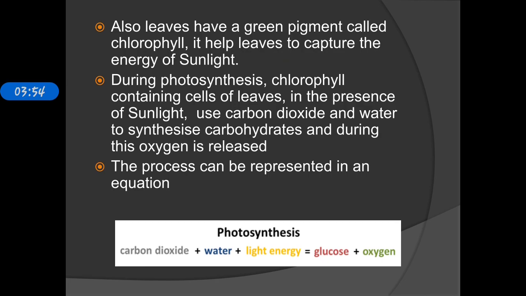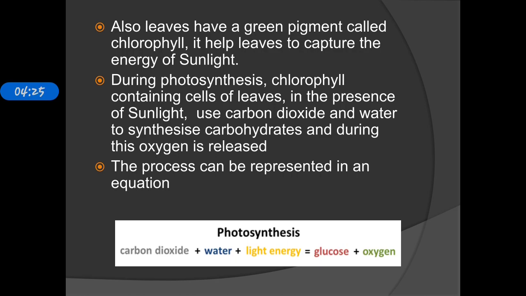So what happens in photosynthesis? During photosynthesis, chlorophyll containing cells of leaves in the presence of sunlight use carbon dioxide and water to synthesize carbohydrates, and during this process oxygen is released. Carbohydrates are nothing but basic food energy, energy giving food. And during this process oxygen is also released.